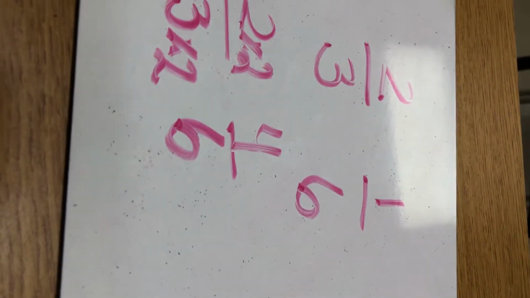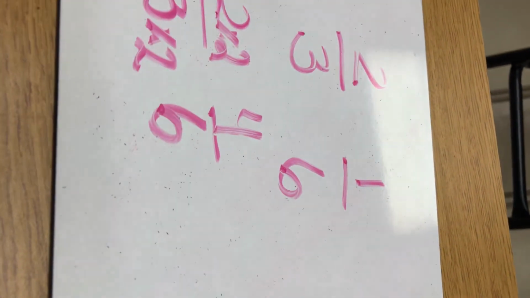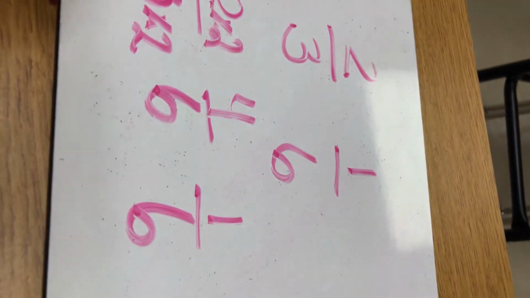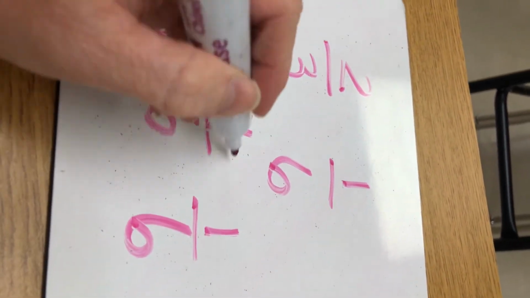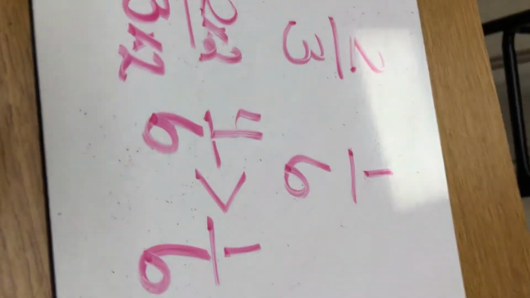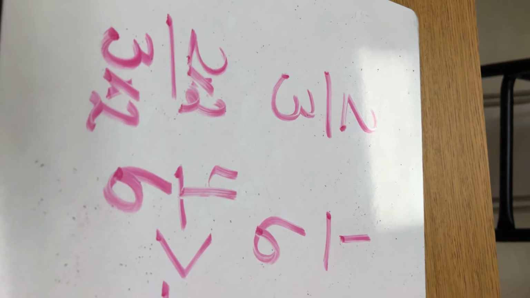So now I can compare them because they have the same denominator. And I know if they have the same denominator, the larger numerator wins. So that's one way to do it. That's finding a common denominator.